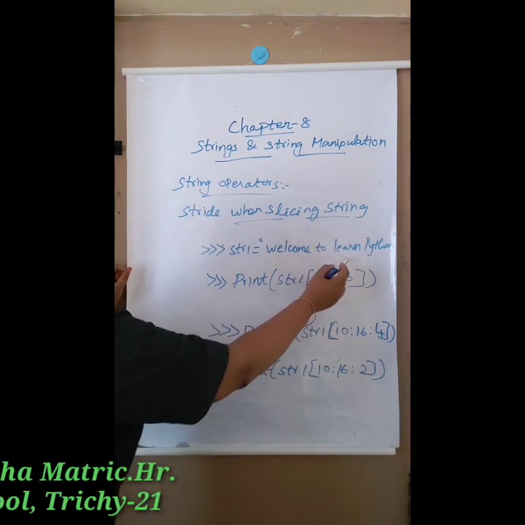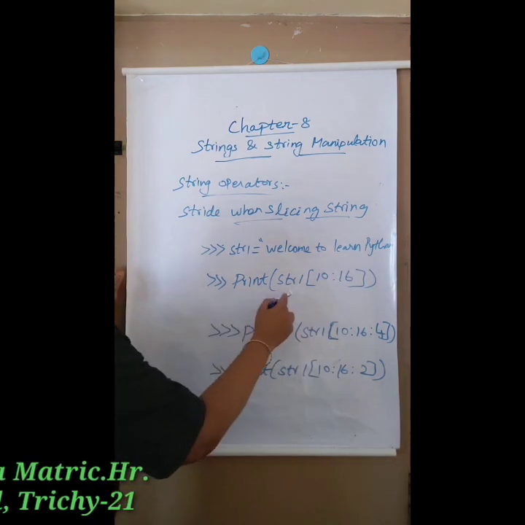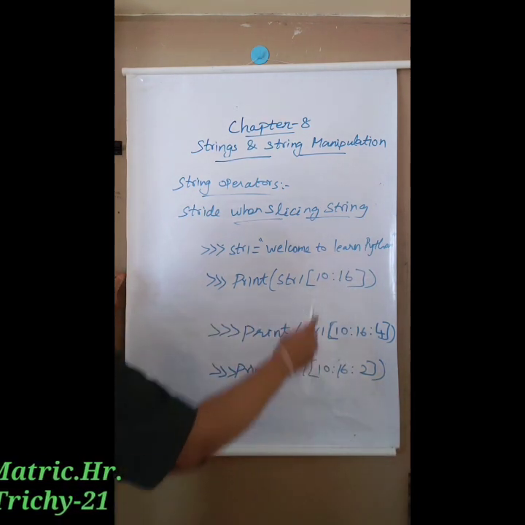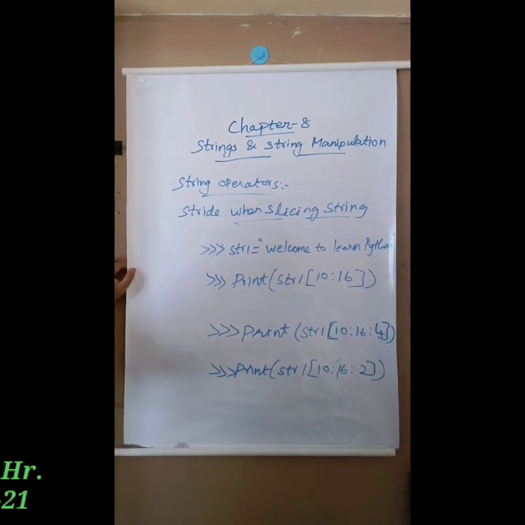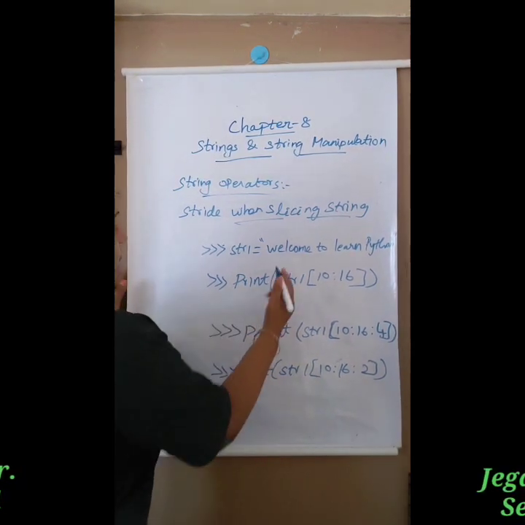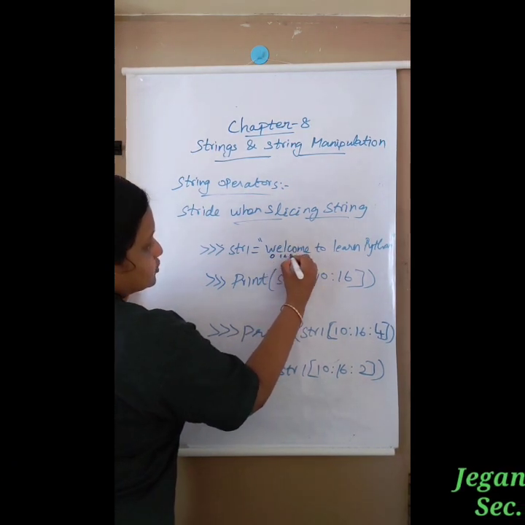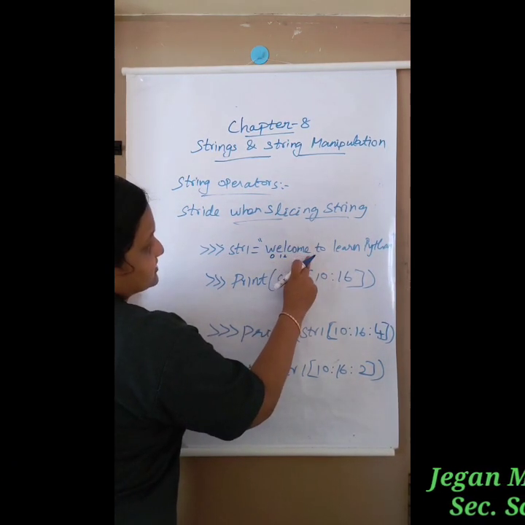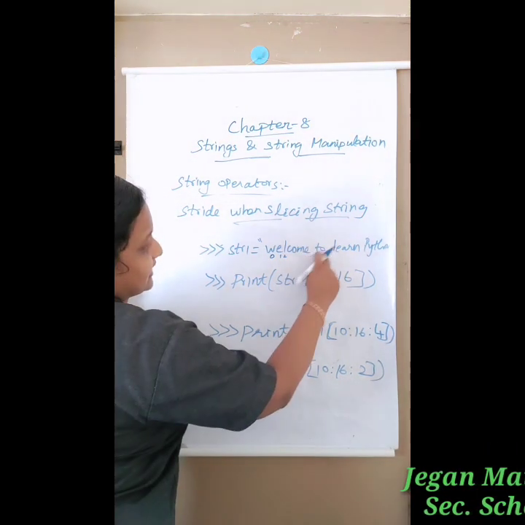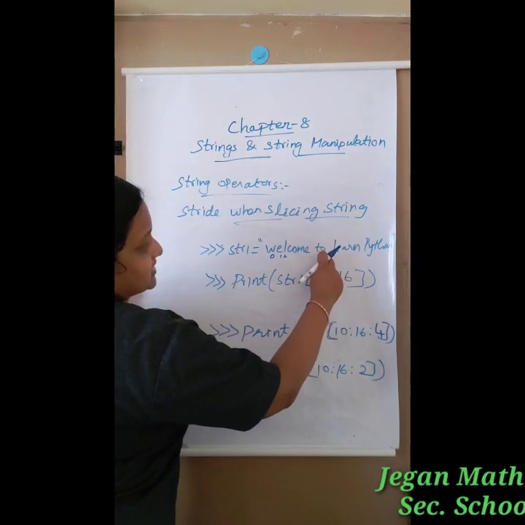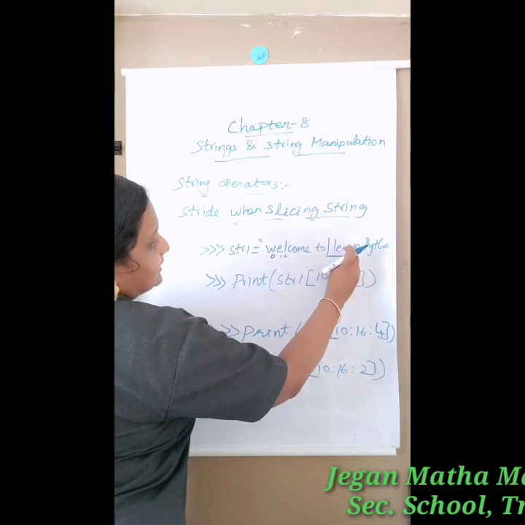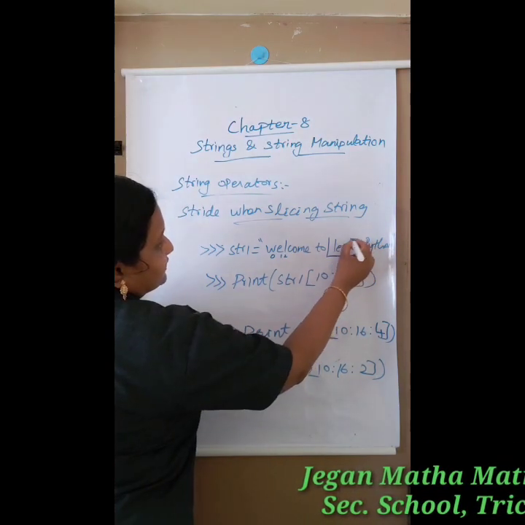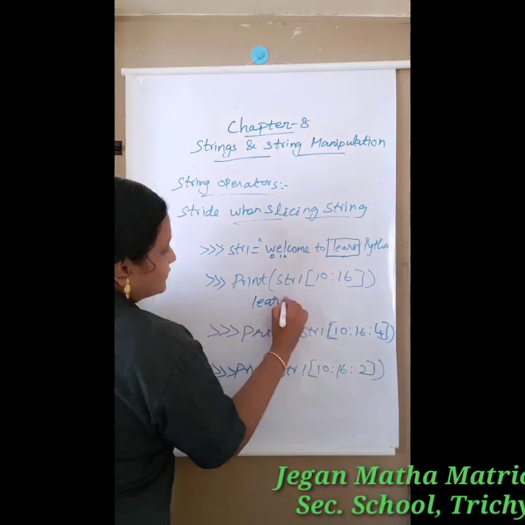String 1 equals welcome to Learn Python. Here we print string 1 from 10 to 16. The start value is 10 and the end value is 16. Python always takes the last value as n minus 1, that is 16 minus 1, 15. Counting 0, 1, 2, 3, 4, 5, 6, 7, 8, 9, 10, 11, it starts from 10, so 10, 11, 12, 13, 14, 15. Up to the end value it takes the characters. So the output is learn.